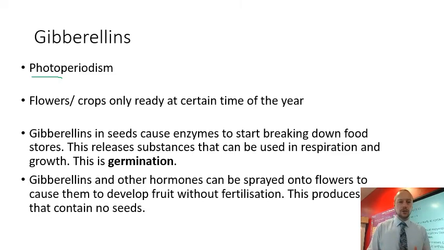Right, use number 2 for gibberellins is they can basically cause fruit to form without the plant breeding. So when plants breed, this is called pollination. So in humans, in animals, it's sperm cell, egg cell. In plants, you've got the pollen and the ovum. When they come together, it makes seeds, which are basically embryo plants.